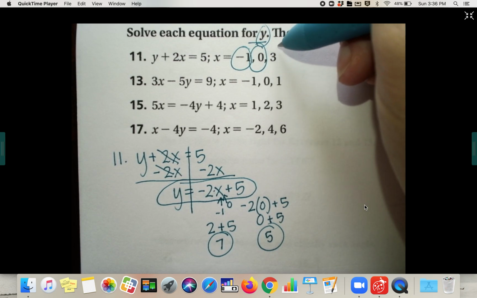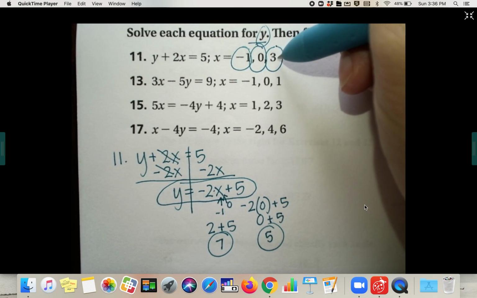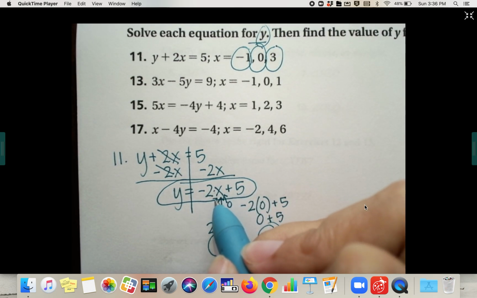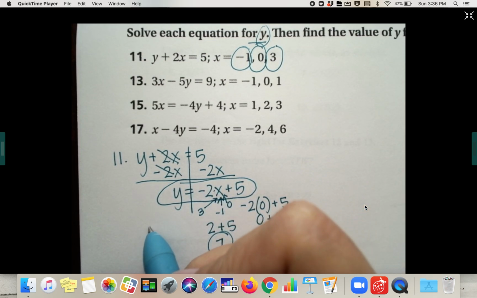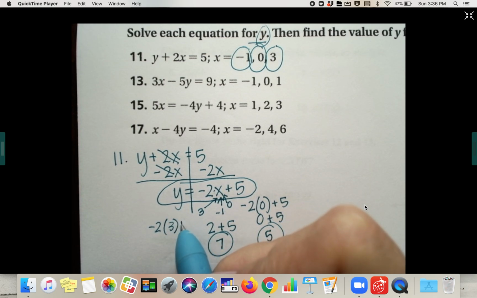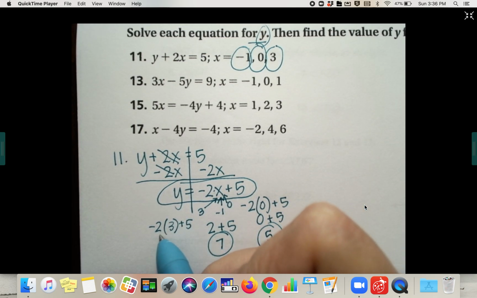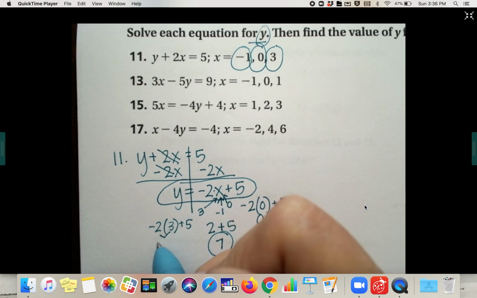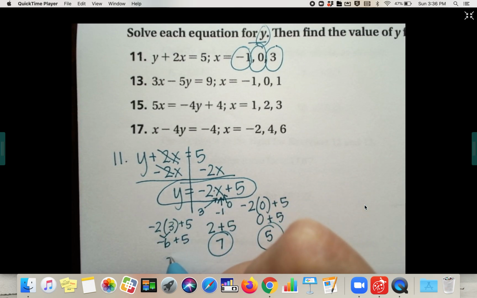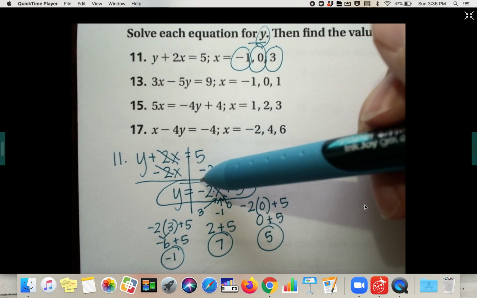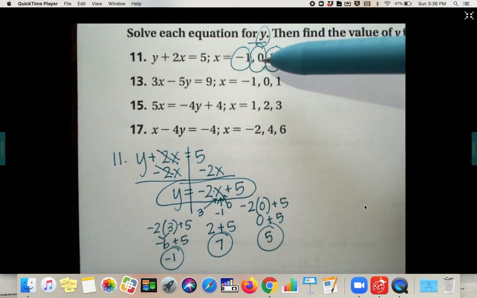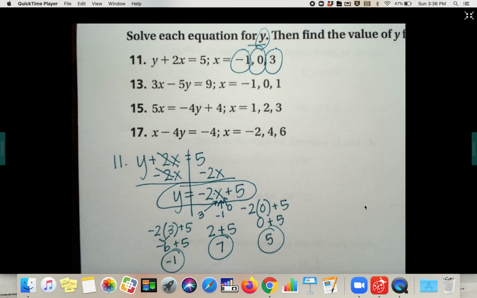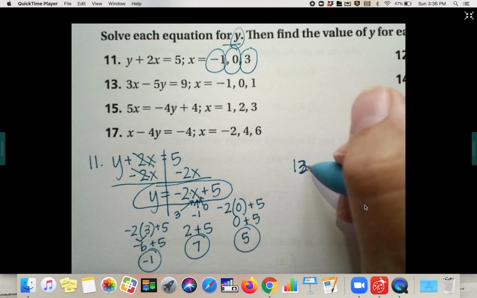And our third answer, it wants us to solve for when x is 3. So let's go back up here and make x 3. That would be negative 2 times 3 plus 5. Negative 2 times 3 is negative 6 plus 5, which is negative 1. So here's our answer rearranged, and here are the 3 answers when x equals negative 1, when x equals 0, and when x equals 3. All right, let's try number 12. Oh, just kidding, it's 13.